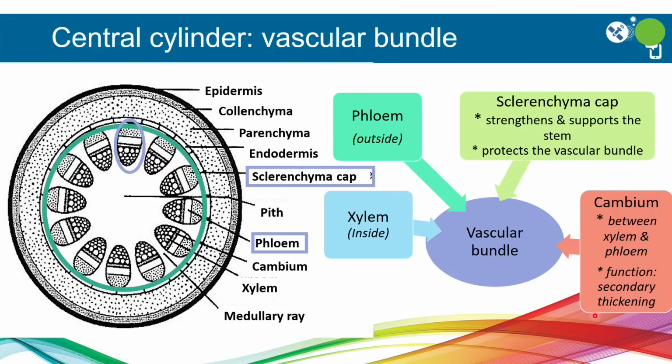Right, so there's our sclerenchyma cap. We can see the phloem, we see the xylem, which is on the inside there, and then the cambium separates the xylem and the phloem from each other.